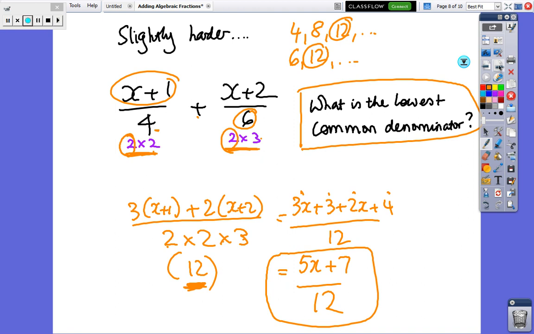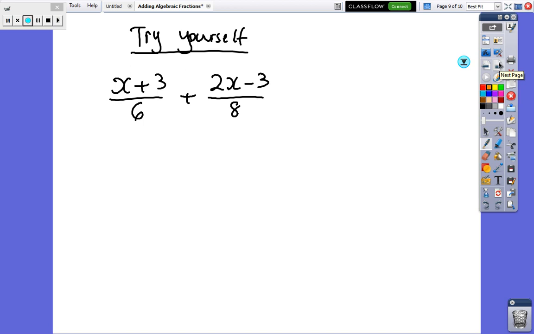I think the next one is one for yourself. So try this one for yourself. I've got bigger numbers, 6 and 8, so pause the tape and then we'll have a go.